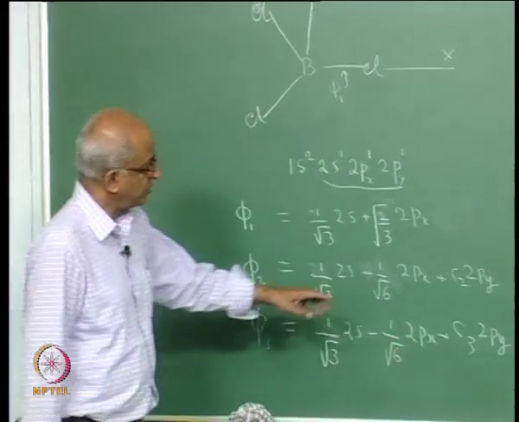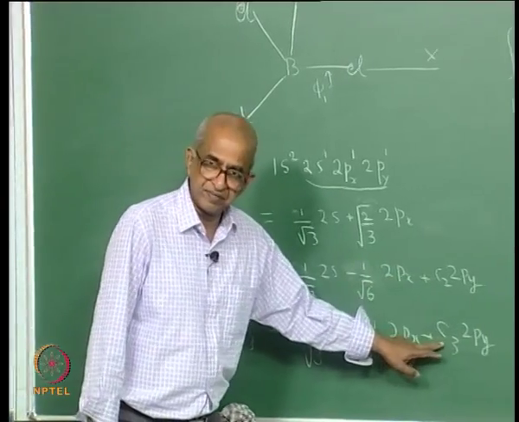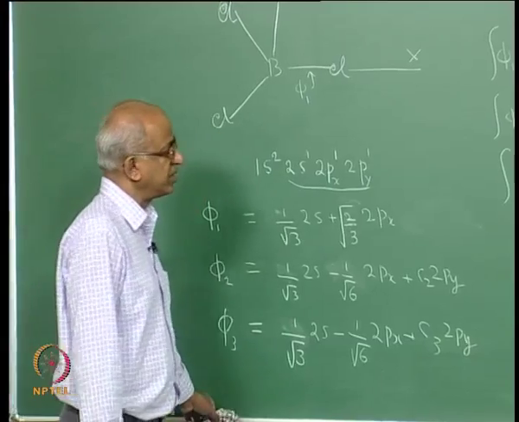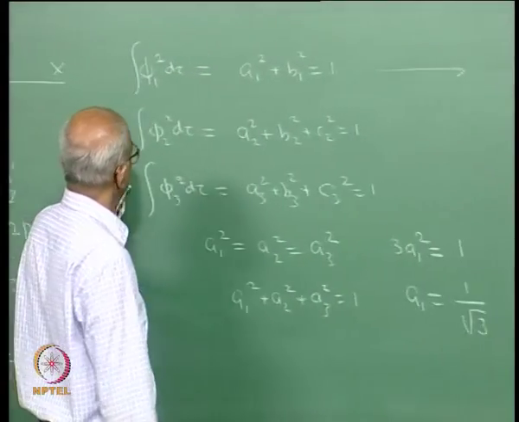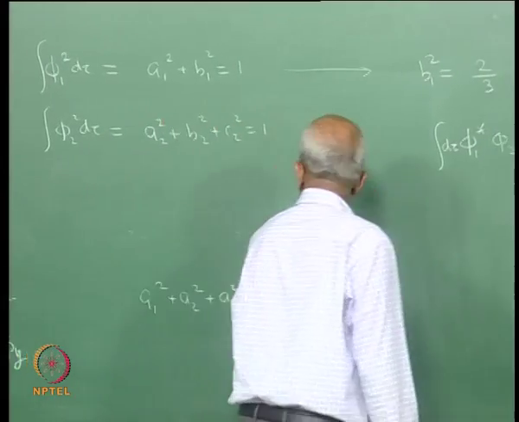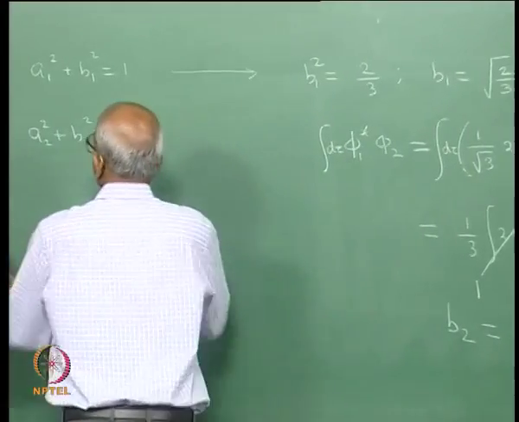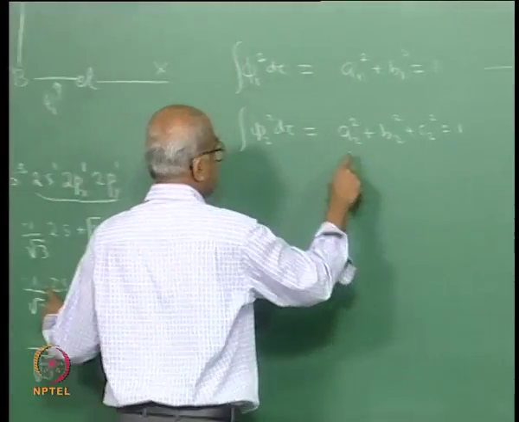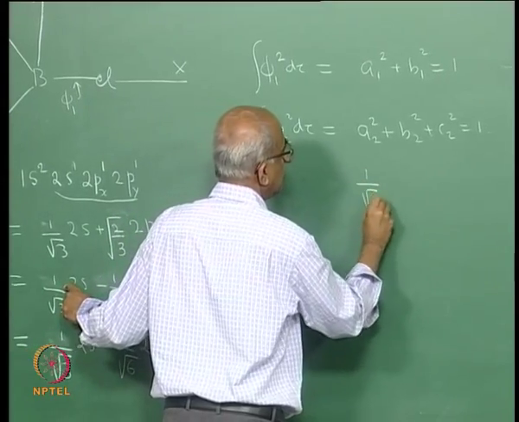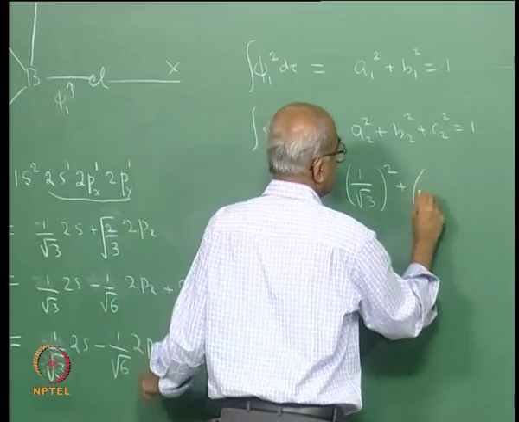So, we are left with the job of determining C2 and C3. So, how will you determine that? The answer is very simple. You will use this equation. A2, we know how much it is. A2 is 1 by root 3. B2 is minus 1 by root 6.